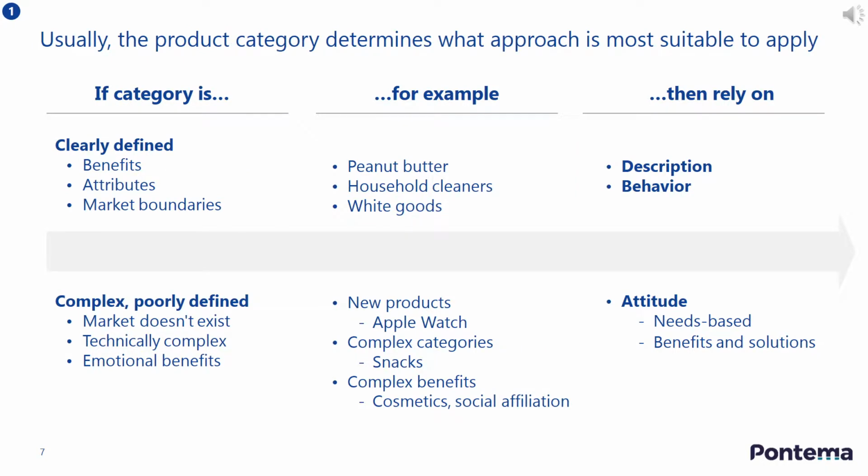When choosing your segmentation approach, the criteria chosen will often depend on the marketeer's product and service offering. If your product category is clearly defined, then the criteria would normally be description or behavior-based. But if your product category is complex and poorly defined, then you would normally rely on consumer attitudes to help you segment the market.